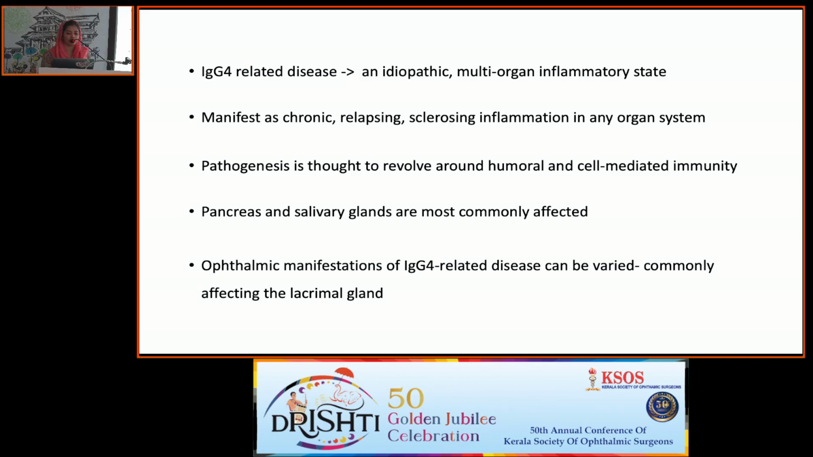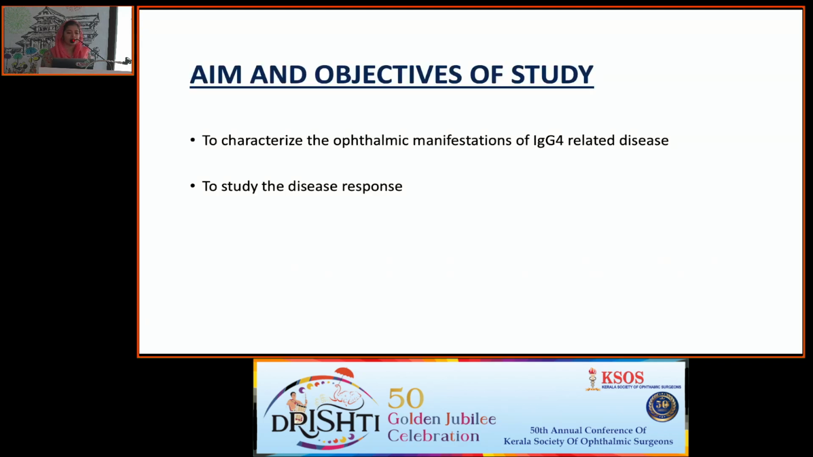Pathogenesis is thought to revolve around humoral and cell-mediated immunity. Pancreas and salivary glands are the most commonly affected organs, and ophthalmic manifestations of IgG4 related disease can be varied, most commonly affecting the lacrimal gland. The aim of the study was to characterize the ophthalmic manifestations of IgG4 related disease and to study the disease response.